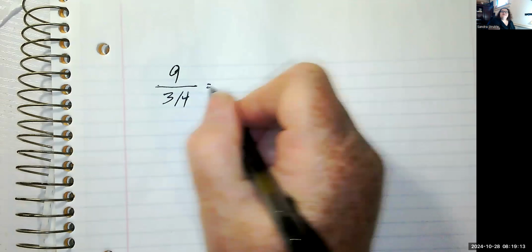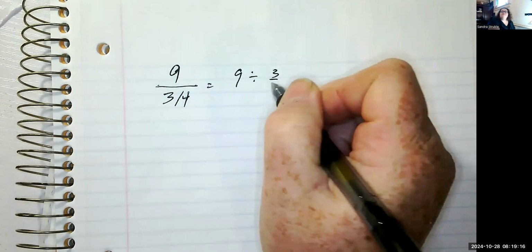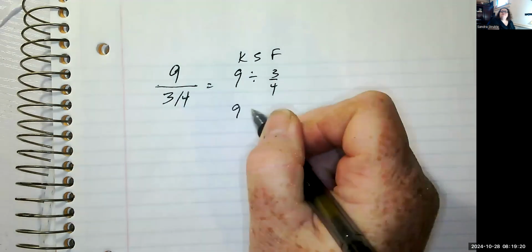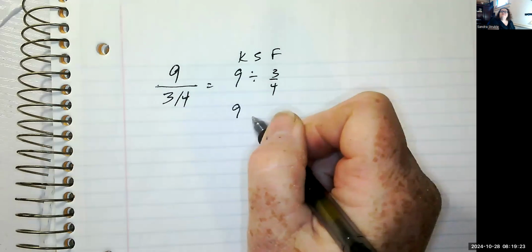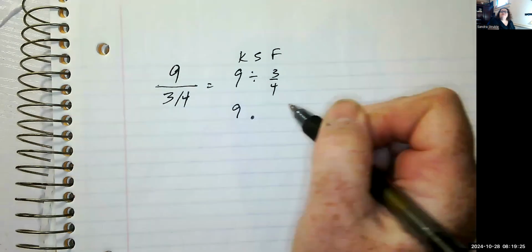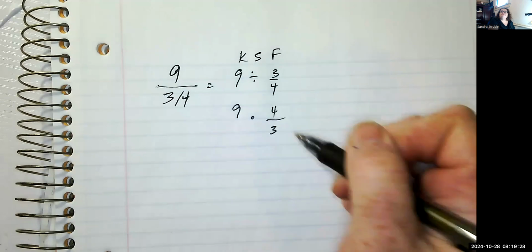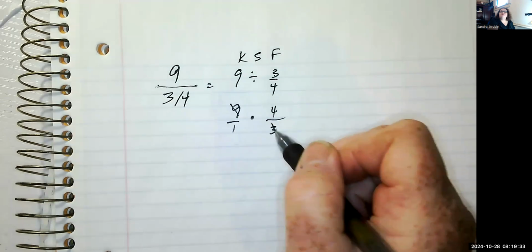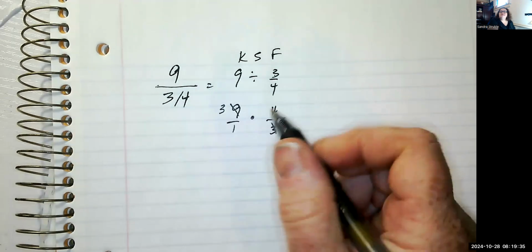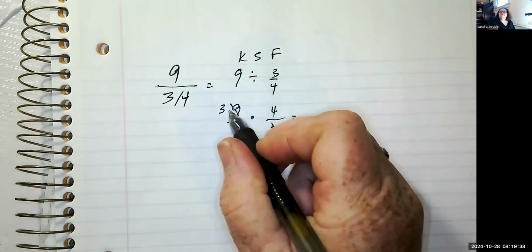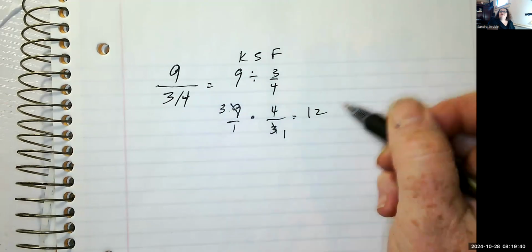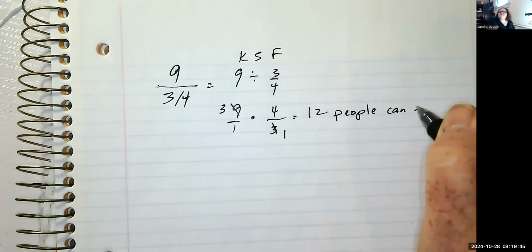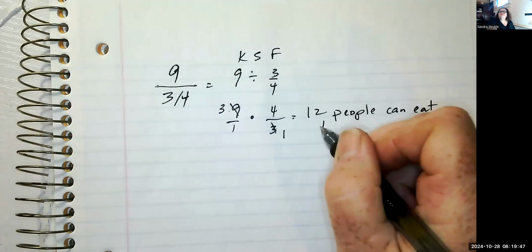We're going to have to divide by 3/4. I'm going to rewrite this as 9 divided by 3/4. So I can keep, switch, flip: keep the 9, change from division to multiplication, and then flip 3/4 to 4/3. I'm going to reduce, remember this is over 1. I'm going to reduce this first before I multiply. 3 goes into 9 3 times. 3 goes into 3 once. 3 times 4 is 12 over 1. So 12 people can eat the 9 pounds.